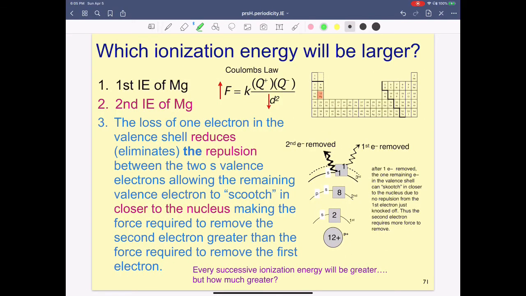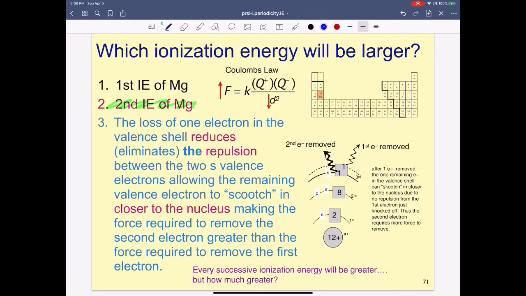So which ionization energy would be larger? The second ionization energy of any element will be larger than the first, and the third would be larger than the fourth. Every successive ionization energy would be larger. But let's take a closer look as to why any given one is larger.